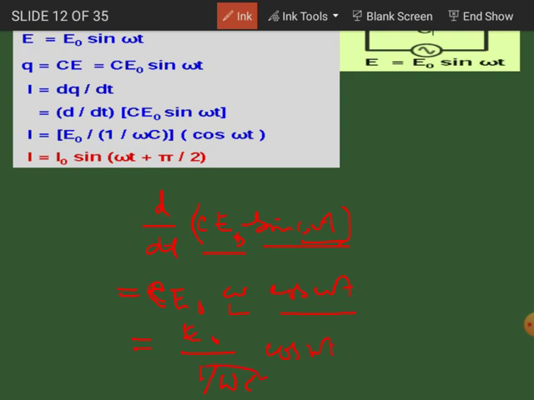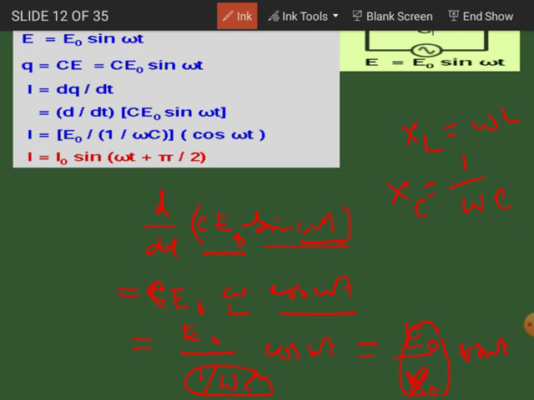What is this 1 by omega C? This is called capacitive reactance, so E naught by Xc. In the case of inductive reactance, we denote it by XL, and XL is equal to omega L. But here it is Xc. So Xc is called capacitive reactance, and it is equal to 1 by omega C. So E naught by Xc times cosine of omega t. This E naught by Xc is the potential difference divided by the opposition, or reactance.